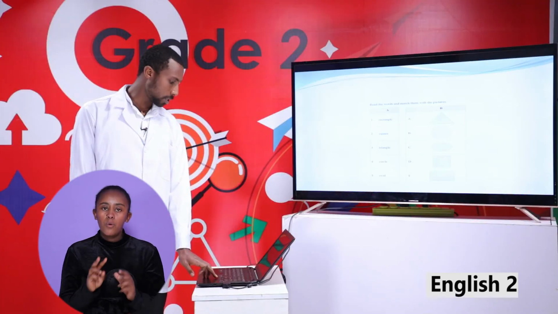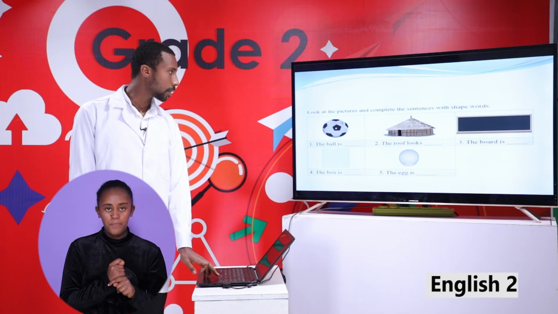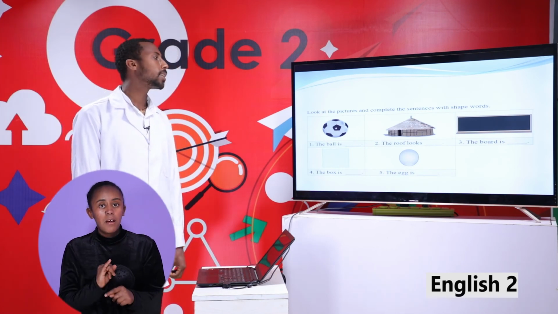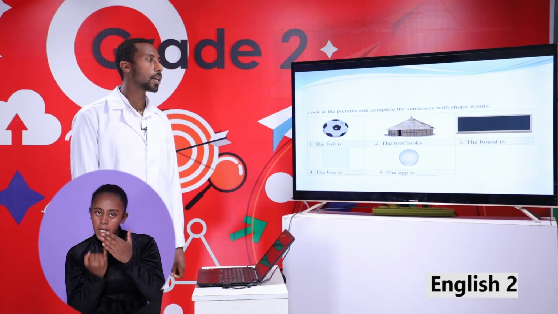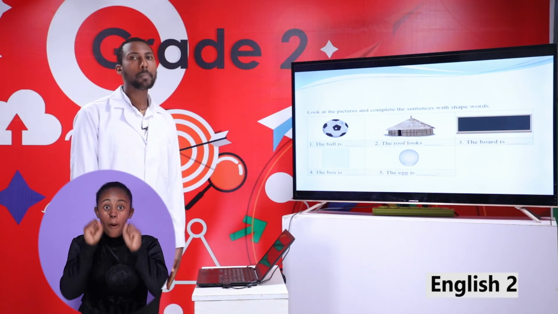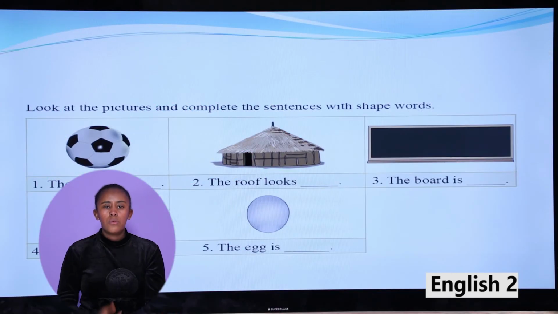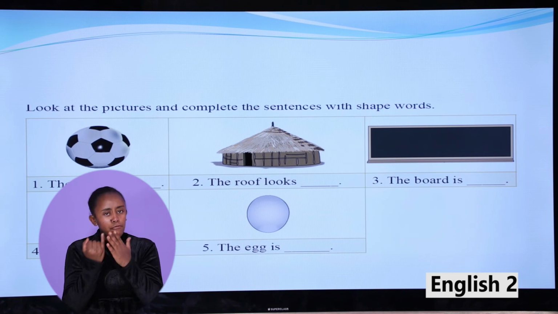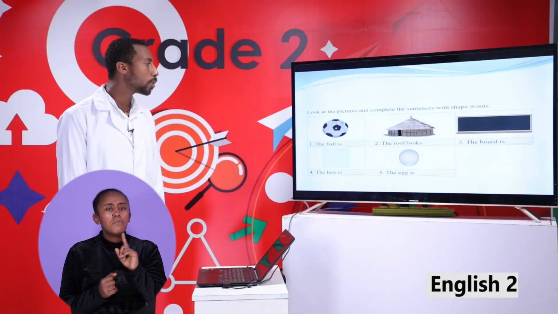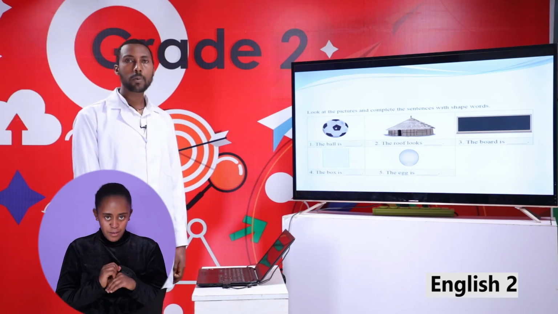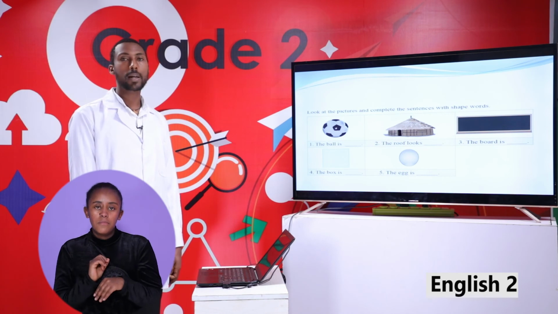Have you got my idea? Okay, student. Well done. Let us go to the next point. The next point is there are two activities over here. The first activity says, look at the picture and complete the sentence with shape words. Student, please see those pictures carefully. There are five pictures over here. The first one says, the ball is dash. Student, now I give you 10 seconds, so you have to answer this question.